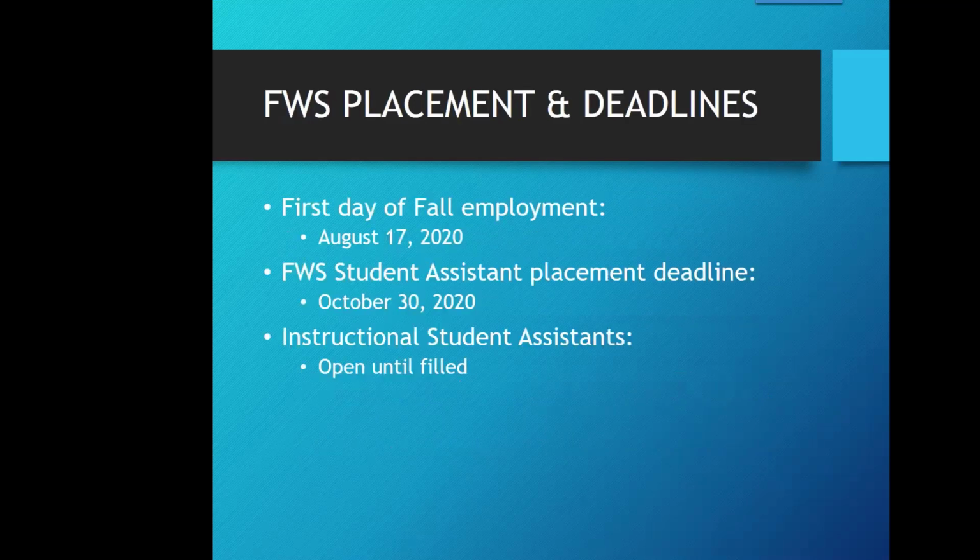Placement and deadlines. The first day of fall employment began on August 17th, the official first day of the fall semester. The student assistant placement deadline is October 30th. If we haven't met our goal, we may extend it an extra month, or if you need more time, just send me an email and I'll work with you if funding is available. Our instructional student assistant program positions are open until they're filled.